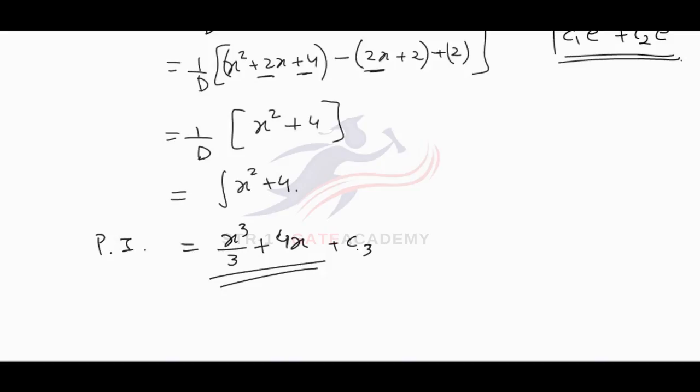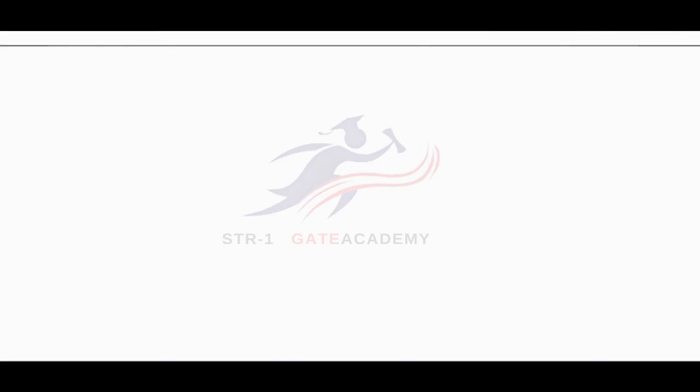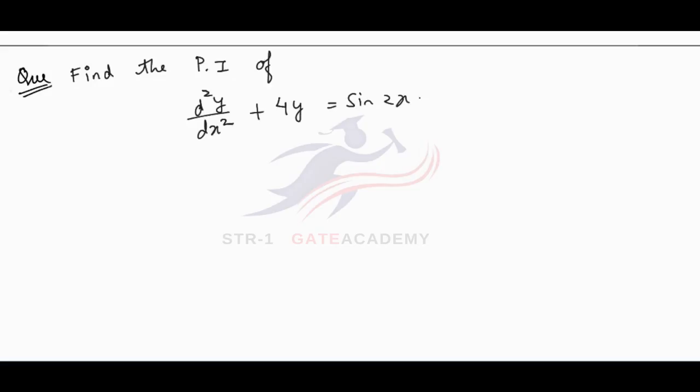Let us take one more example to understand this particular thing in detail. Let us say an example: find the particular integral of d square y upon dx square plus 4y is equals to sine 2x plus cos 3x.